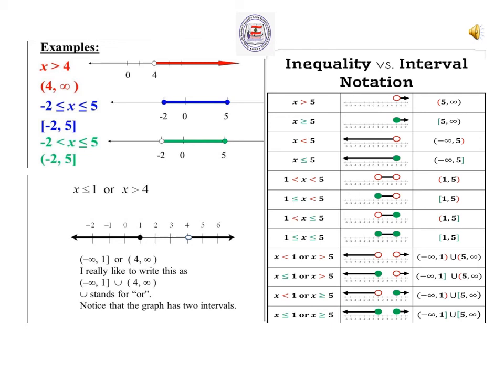Notice that the graph has two intervals. We write (-infinity, 1] or (4, +infinity). We use the parentheses, or open bound, at -infinity and +infinity. We use a closed bound at 1 since we have x less than or equal to 1, and a parenthesis, or open bound, at 4 since we have x greater than 4. In this table, we have all cases of inequalities and interval notation.